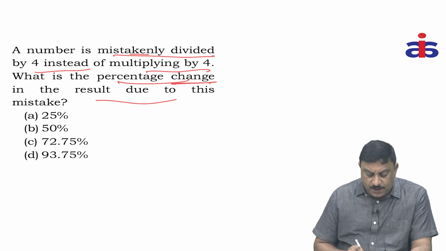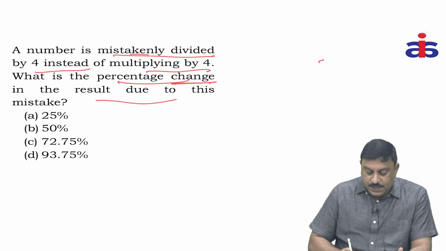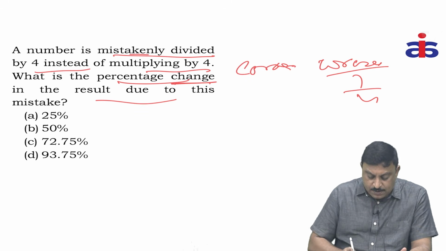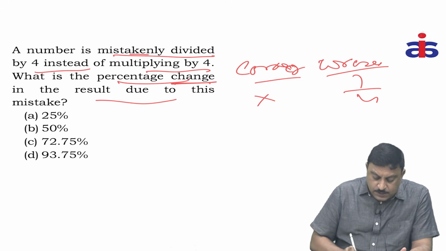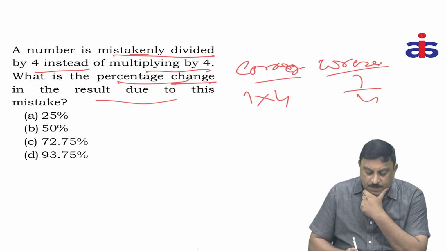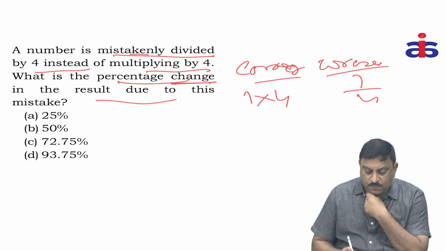Percentage change means definitely, suppose a number is mistakenly divided by 4. So the wrong thing is it is divided by 4, 1 divided by 4. And instead of multiplying by 4, the correct one is, it should be multiplied by 4. Say only number 1 is there. 1 into 4 is what? That is, I can take the ratio.